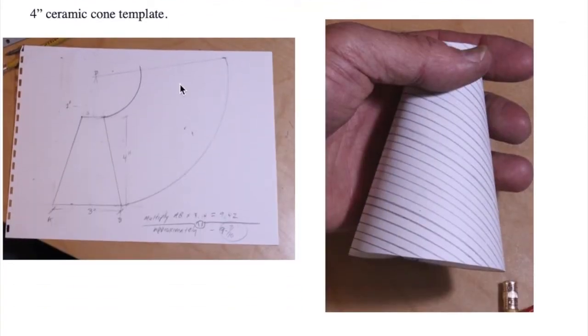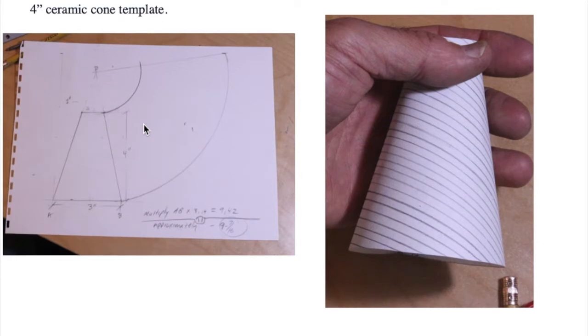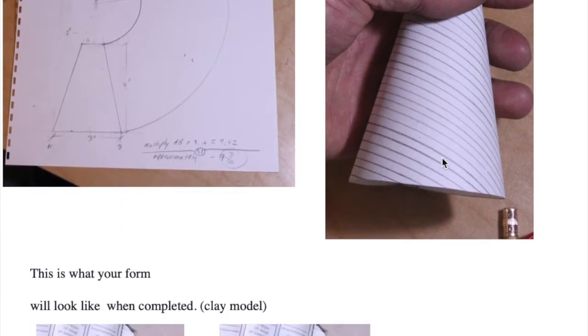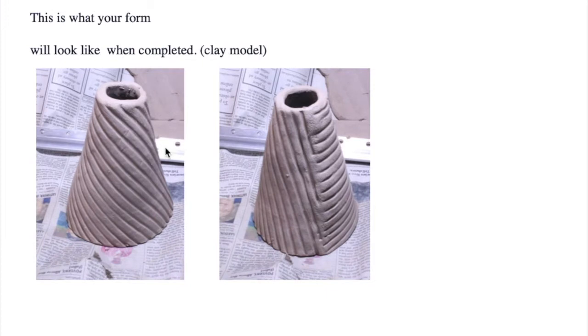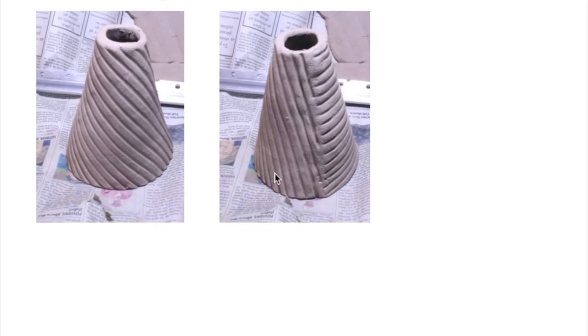So this is what your cone template will look like if you make it according to the directions. And this is what the cone looks like once you're done drawing your diagonal lines on it and taping it together, if you want to go there. Now, this is what your form will look like when completed, using a 1/2 inch piece of clay and joined up and looking pretty. Right?